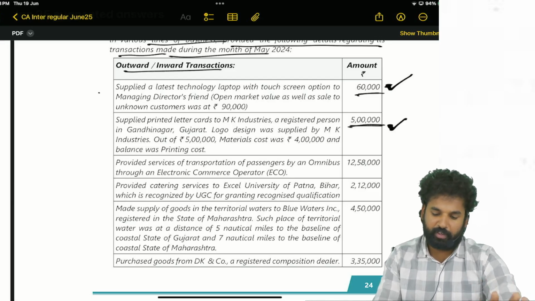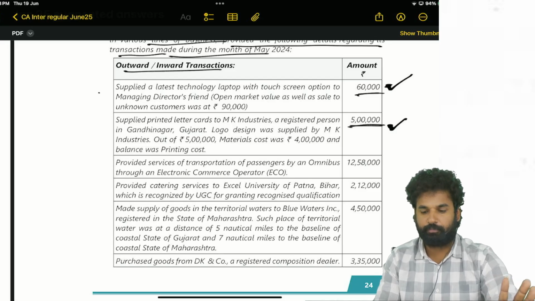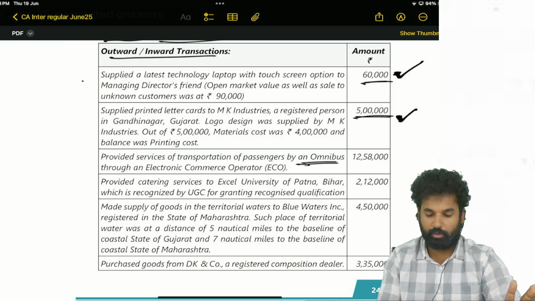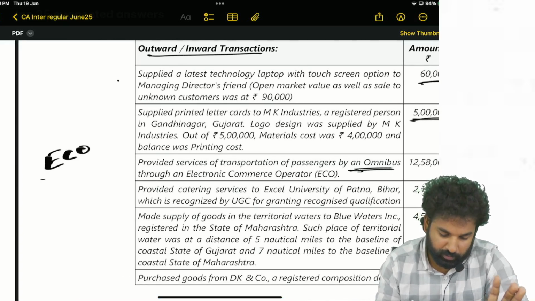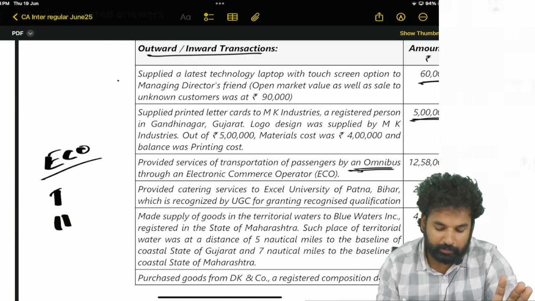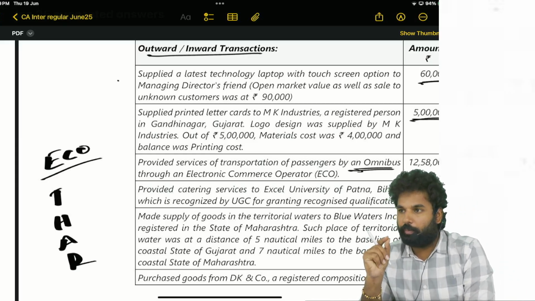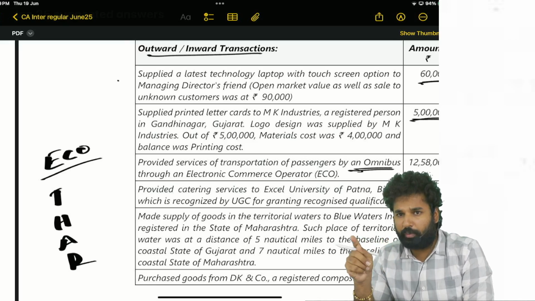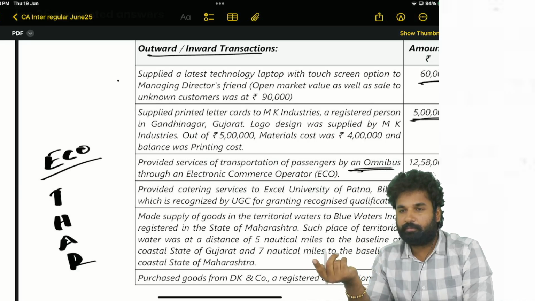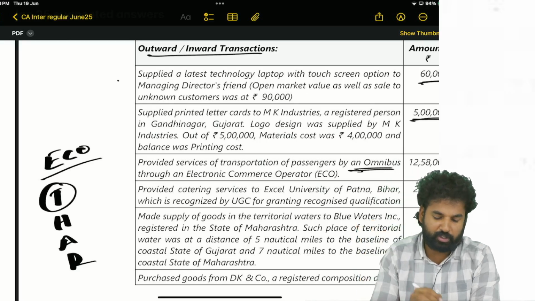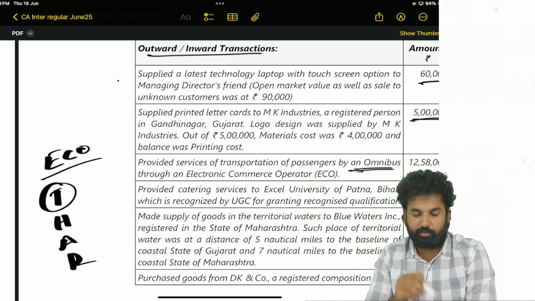Okay, next. Provided services of transportation of passengers by an omnibus through an electronic commerce operator. Okay, so this is regarding, have you ever seen this? ECO, in that transportation of passengers. In that omnibus is also covered, not covered except omnibus. In the next point, omnibus is covered, but excluding, see, totally 5 points will be there. So here we are taking transportation of passengers, means first 2 points, transportation of passengers.